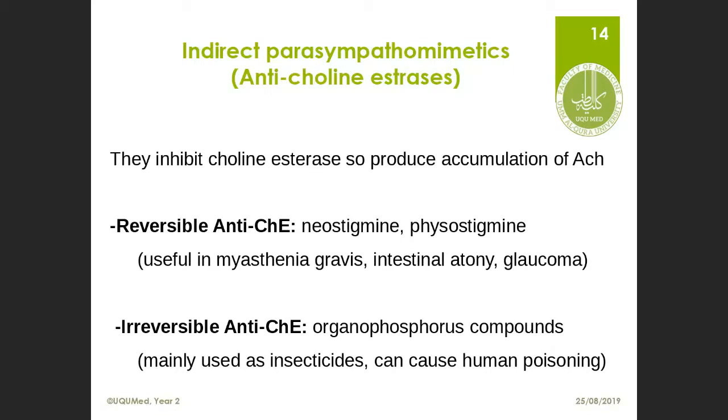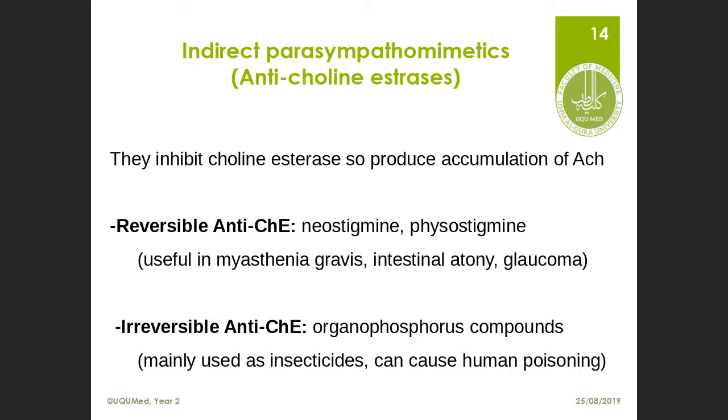So we also have irreversible anticholinesterase inhibitors. Anticholinesterases are antagonists for the enzyme, but they work as a stimulant. Clear? They work as a stimulant overall, but they are antagonists to the enzyme. You are right. So the irreversible anticholinesterases are the organophosphorus compounds.